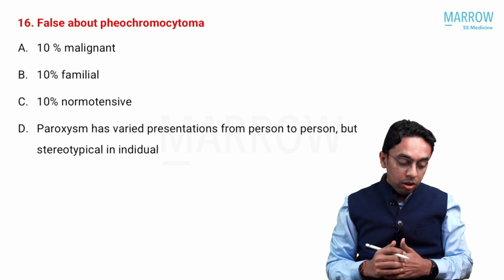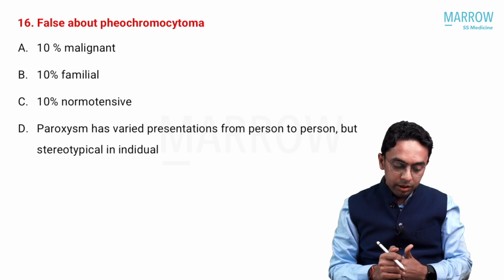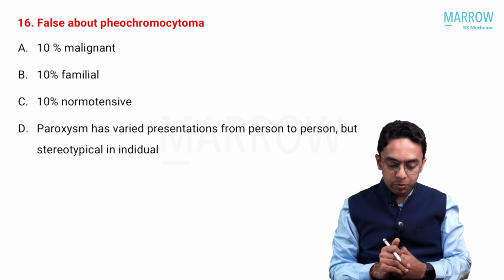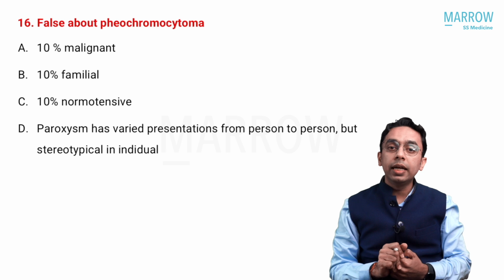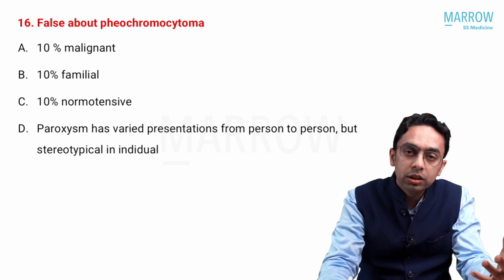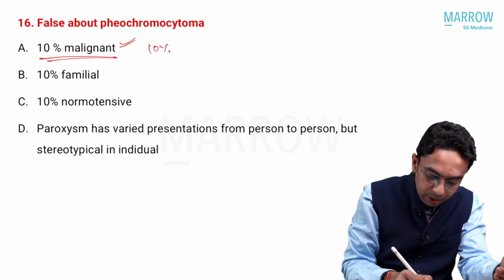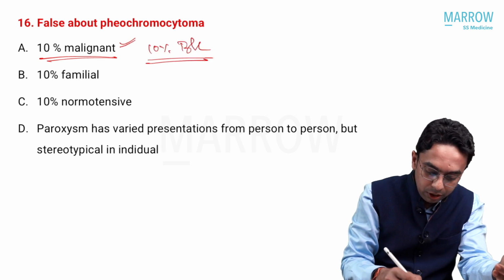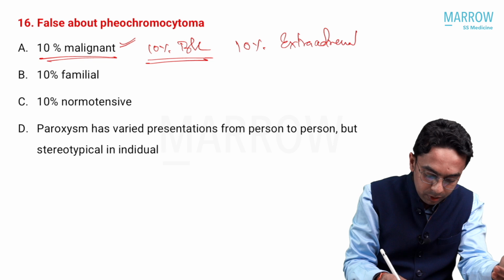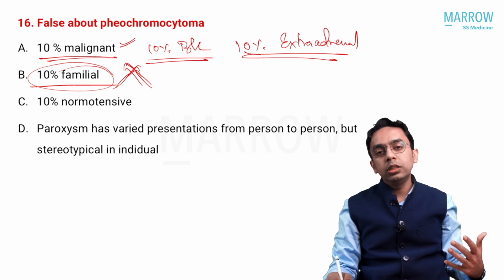So what is false about pheochromocytoma? 10% are malignant, 10% are familial, 10% are normotensive, and paroxysm has varied presentation from person to person, but stereotypical in an individual. I have already discussed these when I was discussing adrenal, question number 6 and 12. So we know that 10% are malignant, 10% are bilateral, and 10% are extra-adrenal.